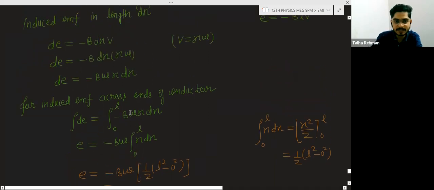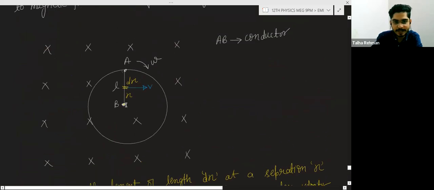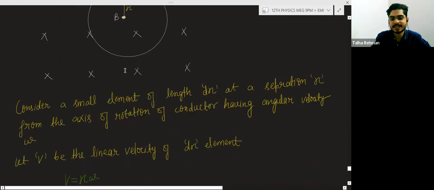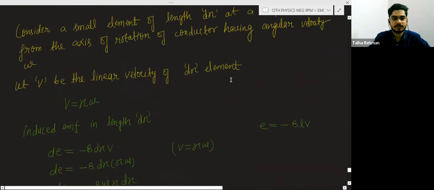And here I have just applied the limit from 0 to L because I want to find this, x is varying, x is changing from 0. At this point x is 0, and at this point x is equal to L. That is why I have put the limit 0 to L. Okay, just note it down.